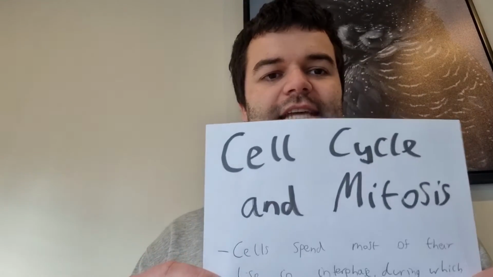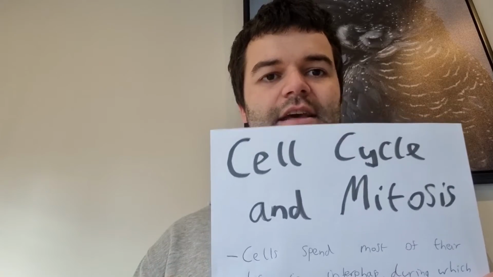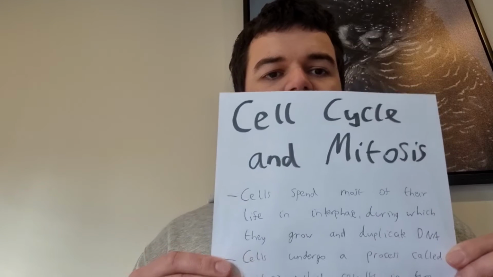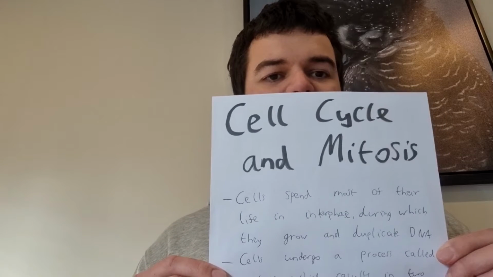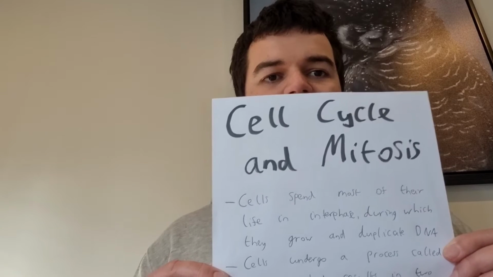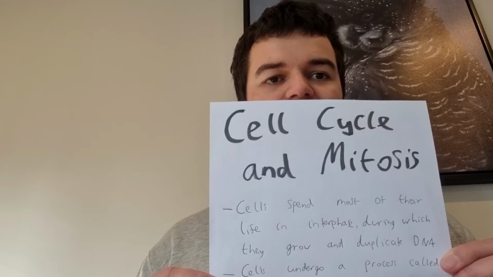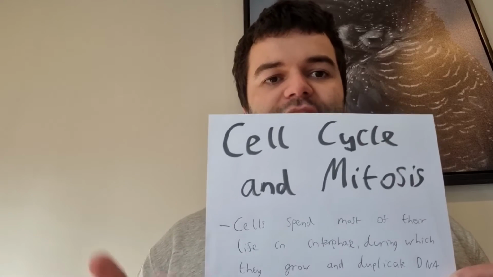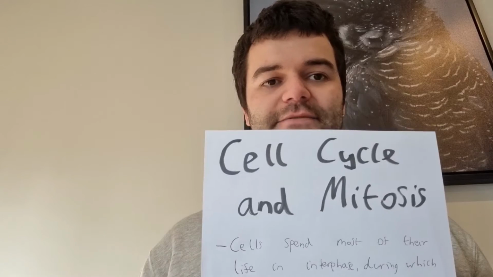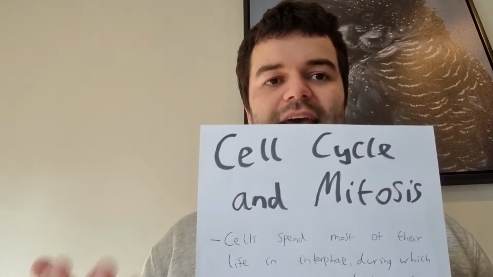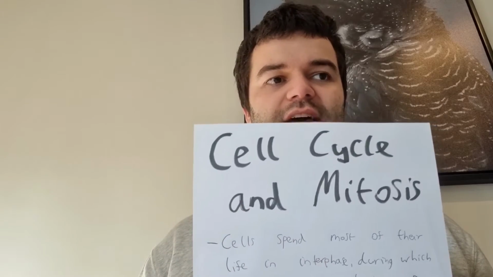Okay everyone, so today we are going to be looking at the cell cycle and mitosis. Mostly focusing on mitosis in relation to that. So just so you're aware, cells spend most of their lives in something that we call the interphase. And during the interphase, that's when the cells grow and they duplicate their DNA. So the two main things they do during this part of their life: they grow, they replicate their DNA, they grow some more. So that's happening for the majority of the cell's lifetime.